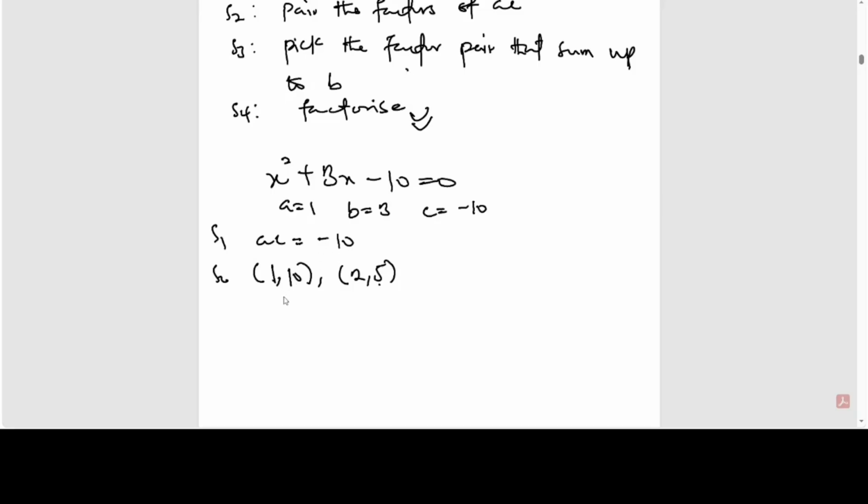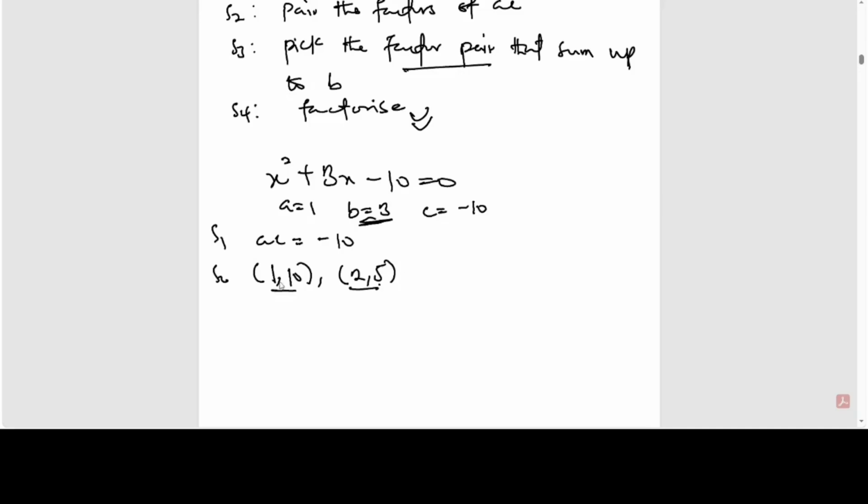Now the next step is to pick the factor pair. So these are the ones I'm calling factor pairs. So this is a factor pair, a factor pair. Pick the factor pair that sums up to B. So this is one factor pair, 1 and 10. The other one is 2 and 5. We want to pick which one of them we add up, or subtract one from the other, to get B. Remember our B is 3, right?